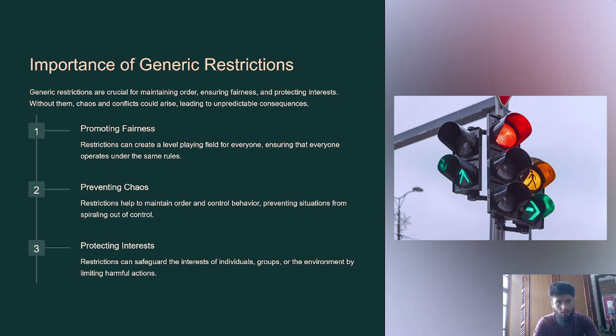Importance of generic restrictions. Generic restrictions are crucial for maintaining order, ensuring fairness, and protecting interests. Without them, chaos and conflicts would arise, leading to unpredictable consequences. Promoting fairness: restrictions can create a level playing field for everyone, ensuring that everyone operates under the same rules. Preventing chaos: restrictions help to maintain order and control behavior, preventing situations from spiraling out of control. Protecting interests: restrictions can safeguard the interests of individuals, groups, and the environment by limiting harmful actions.